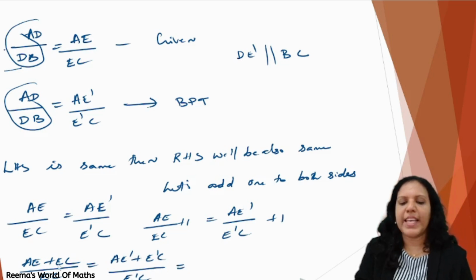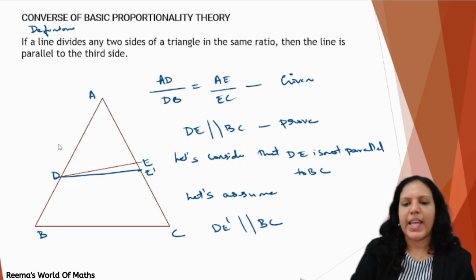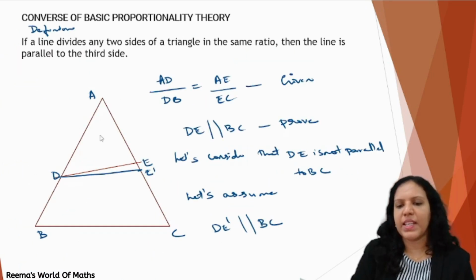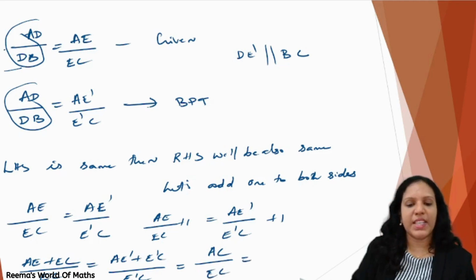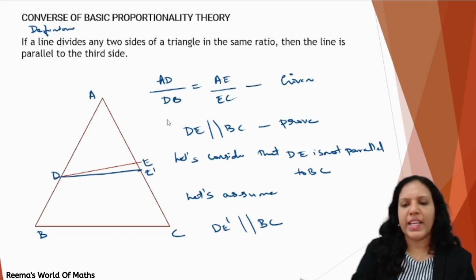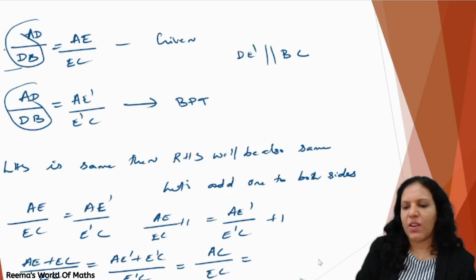Correct? Now AE plus EC. What is AE plus EC? Let's look into the figure. AE plus EC is AC, right? So we can write AC divided by EC is equal to AE dash plus E dash C. Again, AE dash plus E dash C is also AC. So that is AC by E dash C.